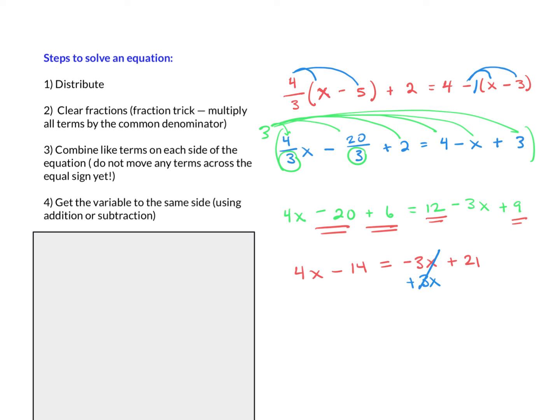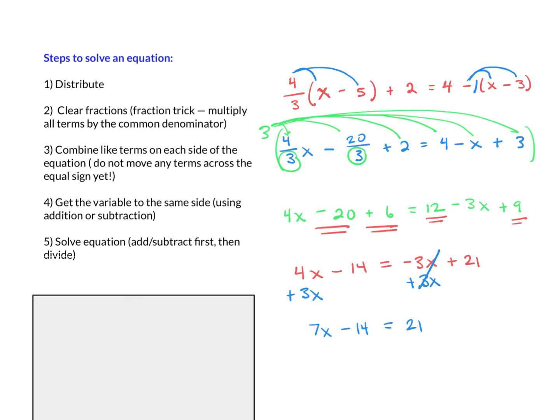And then when I come to the other side of the equation, I just have to do the same thing over here. I have to add a 3x, but I'm just going to be sure to add it to its like term, that 4x. 3x plus 4x is 7x. I'm going to carry down the minus 14 equals, and then we have a positive 21 on the other side. Now we're to our last step. We're going to solve the equation. It's a two-step equation now, which you guys have been doing for a while. We will add or subtract first when solving, and then our last step will be to divide.